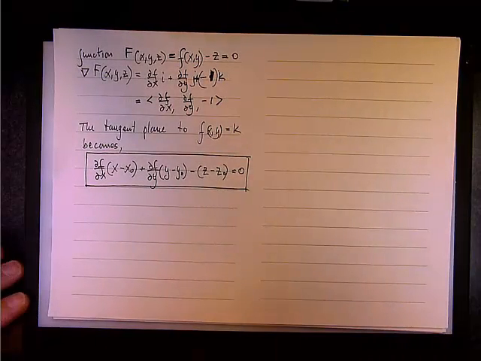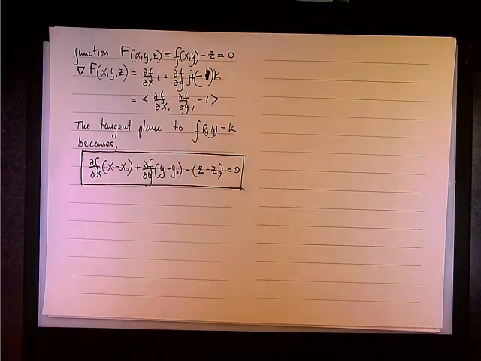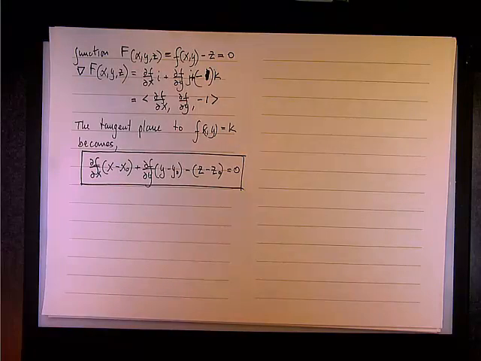All right. I'll give you an example, and I'll show you how to find the normal line as well. If you think about what the normal line will be, well, the normal line is in the same direction as the gradient, isn't it?